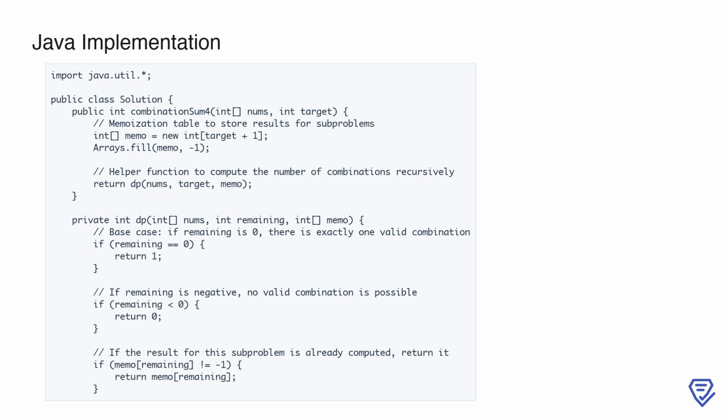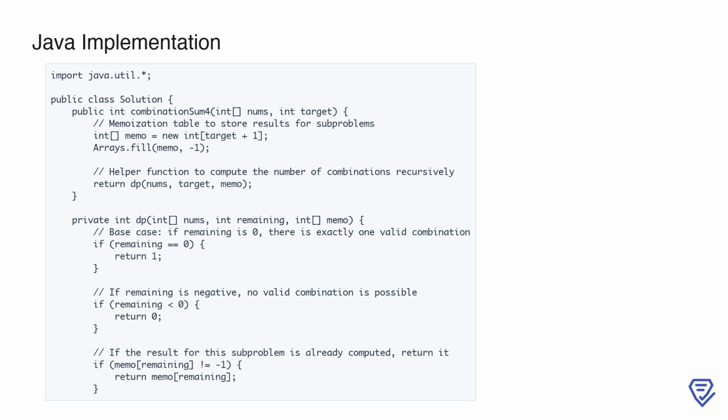We initialize a memoization array, memo, which will help store the results of subproblems to optimize our recursive approach. The array is filled with -1 to indicate that no subproblem has been resolved yet. This ensures we only compute each subproblem once, avoiding redundant calculations.